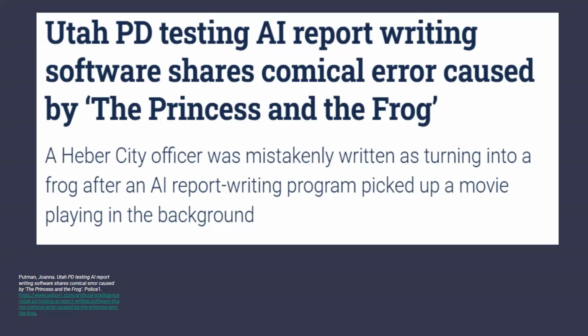Now, the officer was somewhere where the movie The Princess and the Frog was playing, and so when the body camera recorded the dialogue from the movie, the AI system decided to write in the report that the officer was transformed into a frog. So a little bit of trial and error. That's why you test and experiment with programs and evaluate whether they're effective or not. So clearly AI can make these mistakes and create improper information.